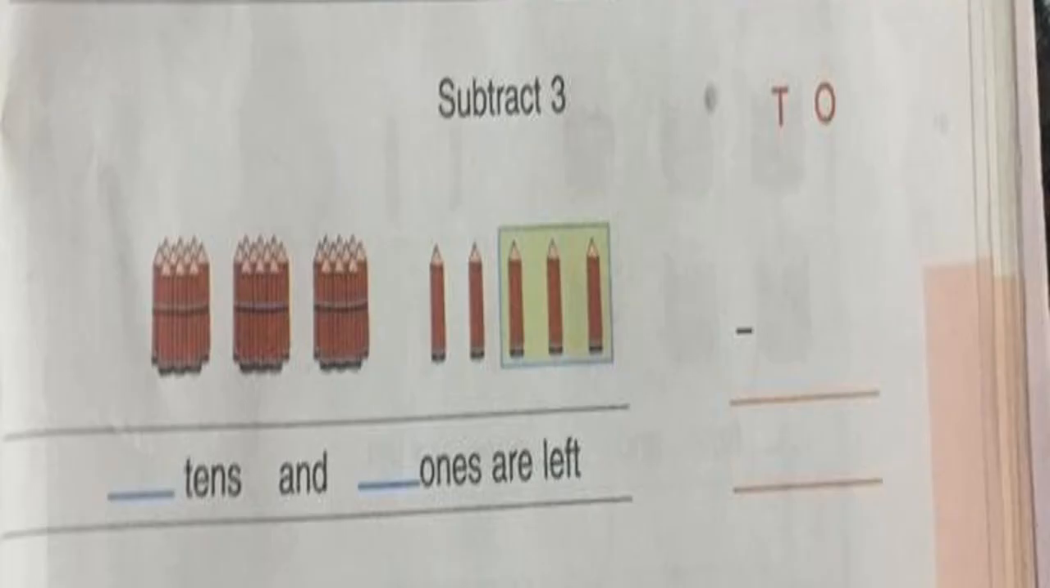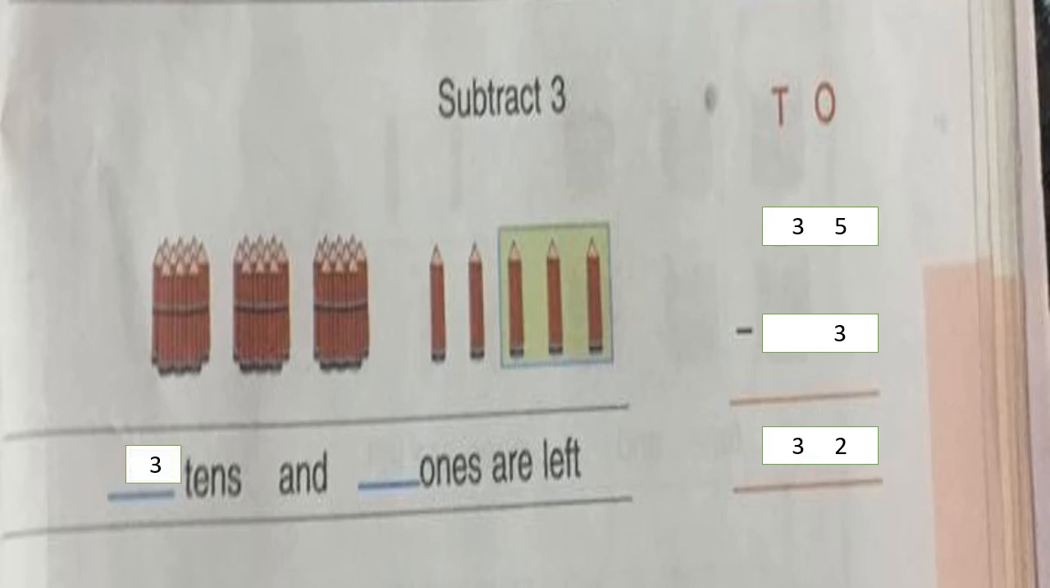I am going to read this again. Just see this. Count the stacks along with ones. 10, 20, 30 and 5. Okay. These are the 3 stacks along with ones. 35. And select the colored part for the number which has to come down. How many are there? 1, 2, 3. Right? Now we have to do 5 minus 3. What is the answer? 2. And 3 will come down. 32. Now what is the answer? 3 tens and 2 ones. Right?